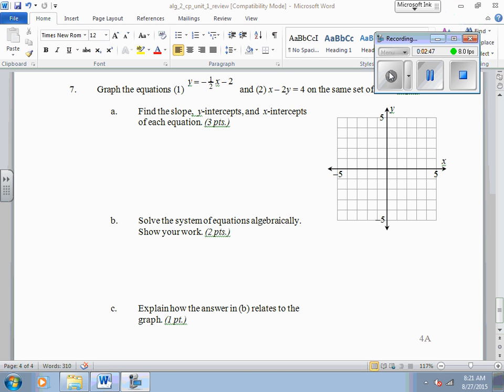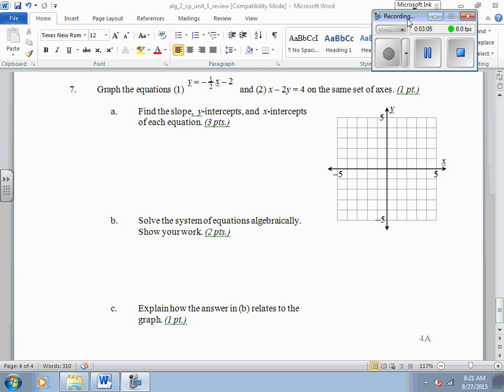It says graph the equation. Now you guys all understand you're going to have the graphing calculators as well. Some of them you don't need the graphing calculator for. You should be able to, like the last one, just get the x and y intercepts. That one should be pretty basic. Substitute 0. All right. Graph the equation y equals negative 1/2 x minus 2 and x minus 2y equals 4 on the same axis. So that's part of the question, is graphing it.